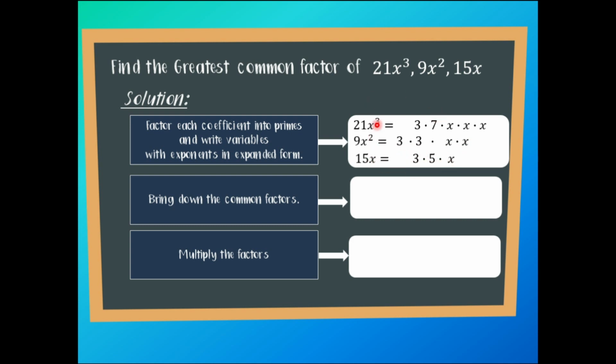Now, what are the common factors of the three terms? So let's encircle. The common factors are 3 and x. Now let's bring down the common factors. So we have the GCF is equal to 3 times x. Multiplying these two expressions, we can now get the GCF, which is 3x.